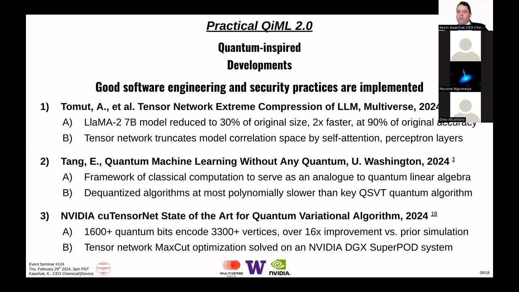The second one is a very famous paper. It's by Ewin Tang, a researcher at the University of Washington. It was the paper that challenged the quantum machine learning researchers who were intending to use their quantum algorithms in 10 years, or however long it would take to get a quantum computer. And that never happened, and there are so many issues in it.